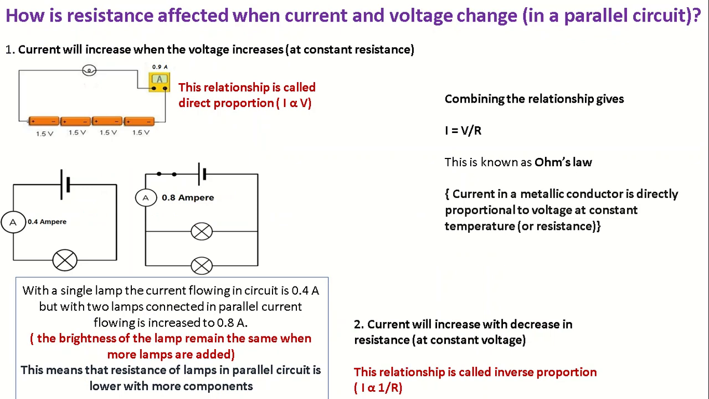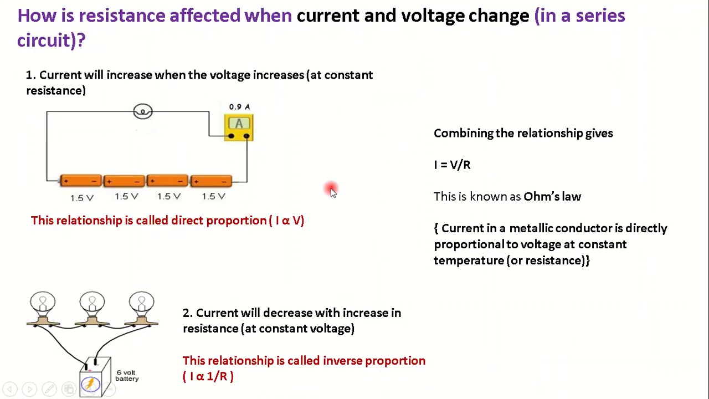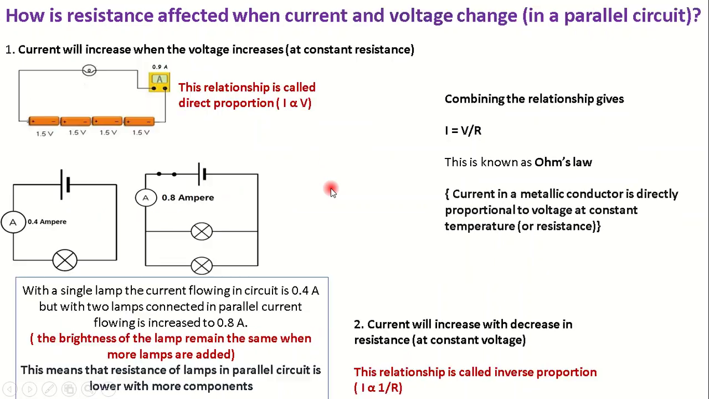How is resistance affected when current and voltage change in a parallel circuit? I want to check if what happened in the previous slide is the same thing that will happen in this one. So in a parallel circuit, we can increase the current by increasing the voltage. So it follows this relationship. The current is proportional to voltage in a direct manner.